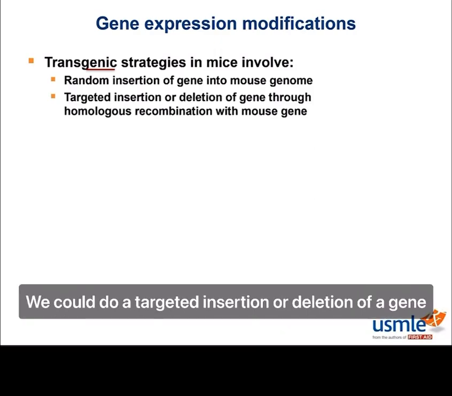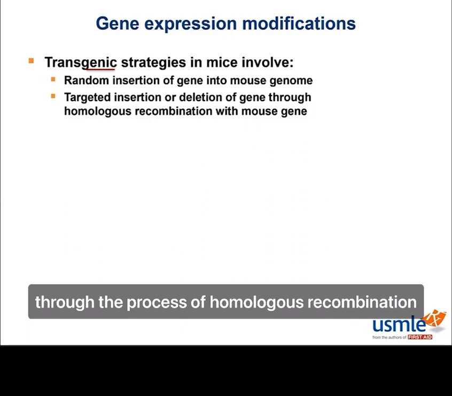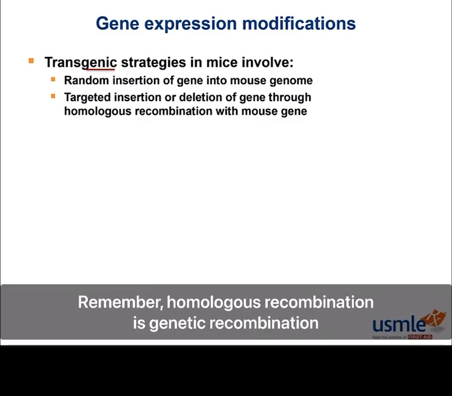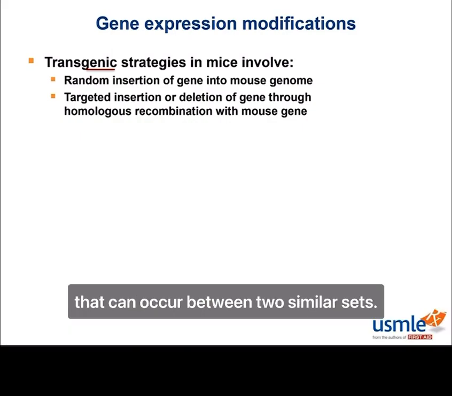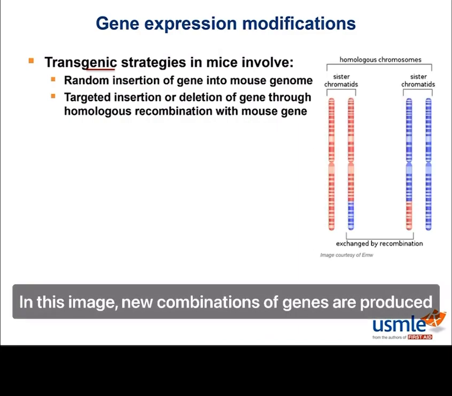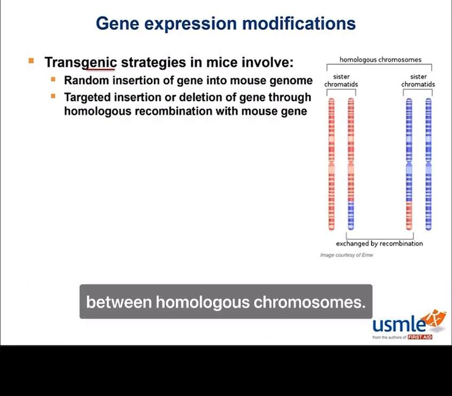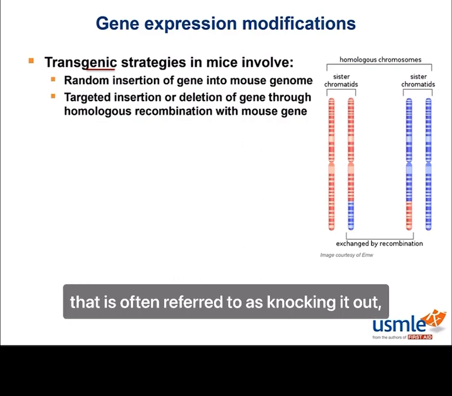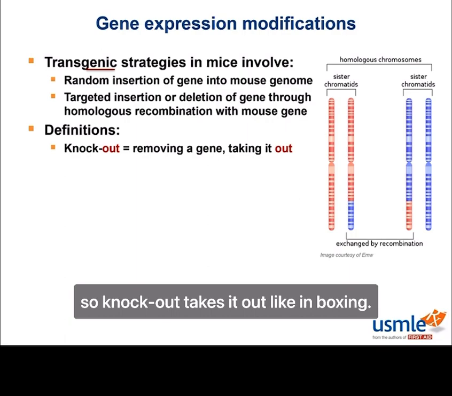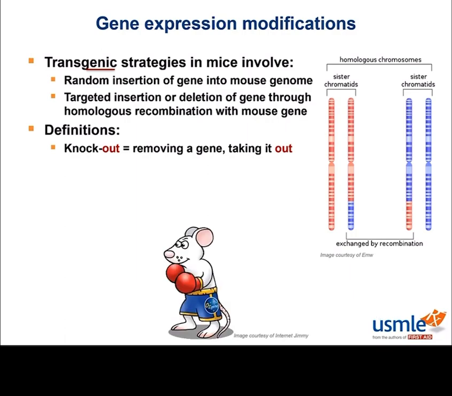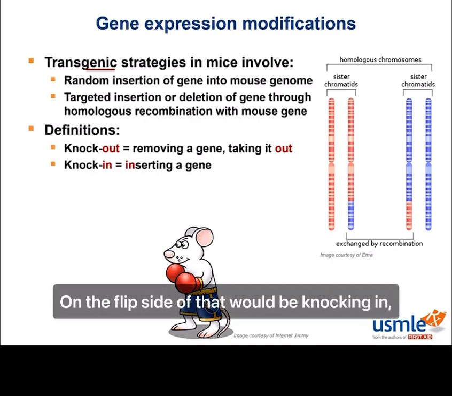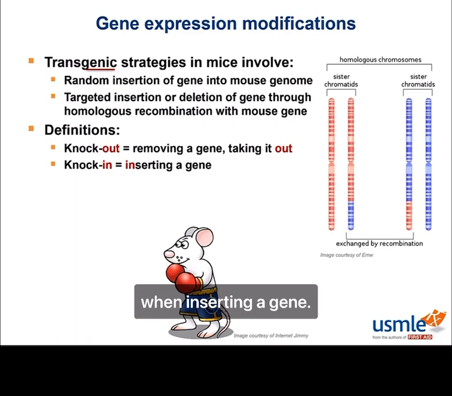We could do a targeted insertion or deletion of a gene through the process of homologous recombination with a mouse gene. Remember, homologous recombination is genetic recombination that can occur between two similar sets. In this image, new combinations of genes are produced between homologous chromosomes. Okay, now when we remove a gene, that is often referred to as knocking it out. So, knockout takes it out, like in boxing. On the flip side of that would be knocking in when inserting a gene.